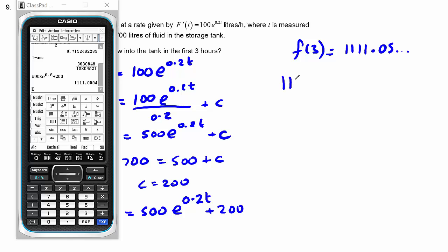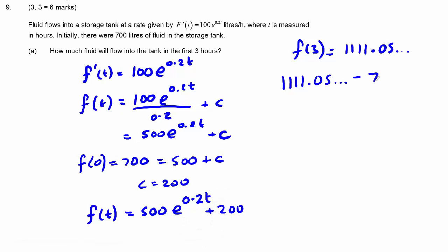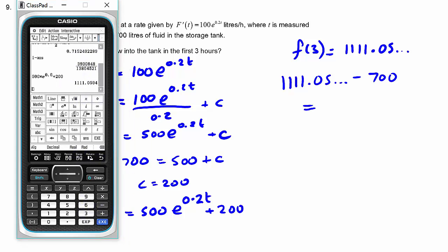So we need to take that number, take away what was originally in the tank, which was 700. So we'll just do last answer, take away 700. That's 411.